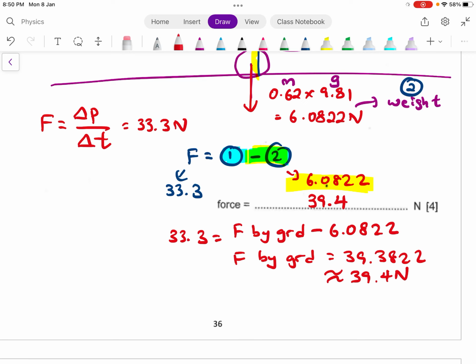This one is a bit different because, remember, for Newton's second law, F is equal to delta P over delta T.